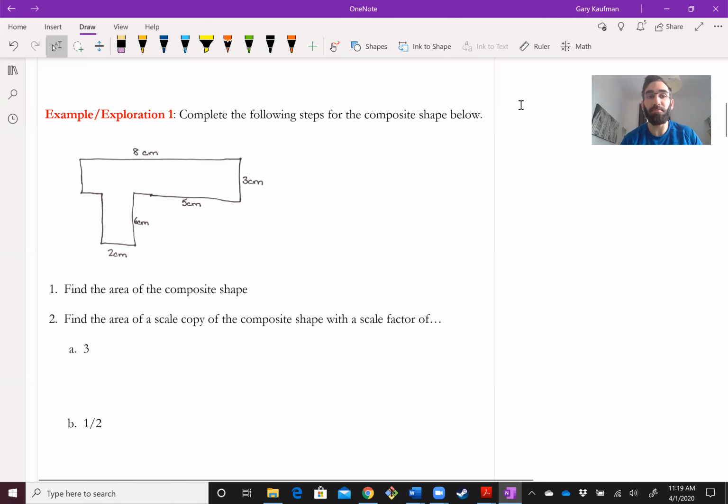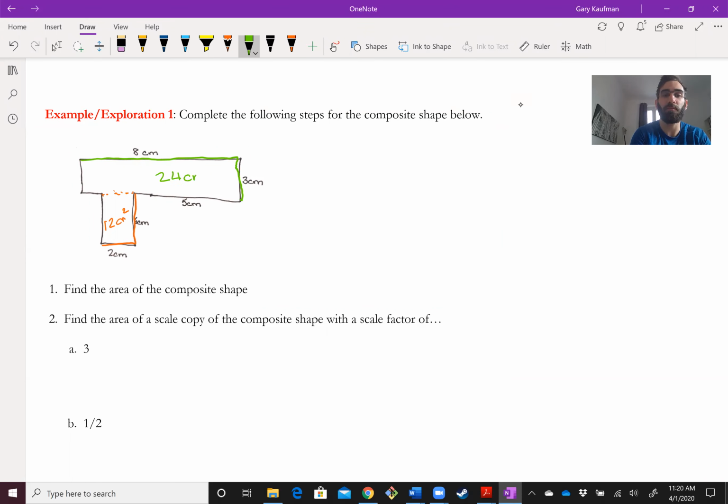To find this area, there are many different ways. But for composite shapes, the goal is to break it into shapes that you can find the measurements of. So I'm going to break it here. The area of this bottom rectangle is 2 centimeters by 6 centimeters, so this is 12 centimeters squared. This rectangle is 8 centimeters by 3 centimeters, so 24 centimeters squared. Notice that a strategy is using a color pencil to trace the whole side to make sure you're looking at the correct measurement.